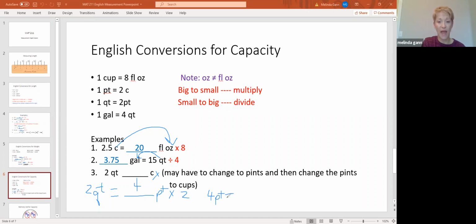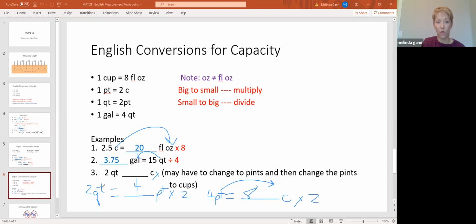And I'm going to go from that down to cups. All right, again, number to blank. So pints to cups is going to be big to small, so I multiply. How many cups are in a pint? There are 2 cups in a pint. So 4 times 2 is 8.